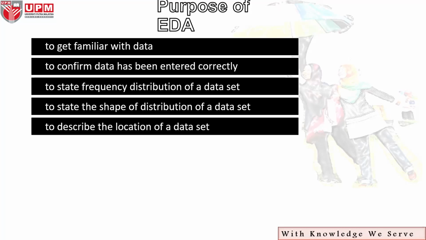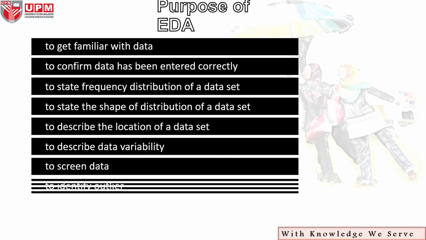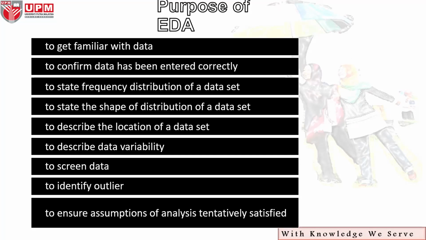Okay, to describe the location of the data. Because if our data is negatively skewed, then probably there are a few descriptive analyses that are not supposed to be reported, for example, the mean. There are other analyses that we should report if our data is negatively skewed, or positively skewed. Next, to describe data variability, and then to screen data, to identify outliers and to identify extreme values. Outliers and extreme values are more or less the same. And to ensure the assumptions of analysis are tentatively satisfied.